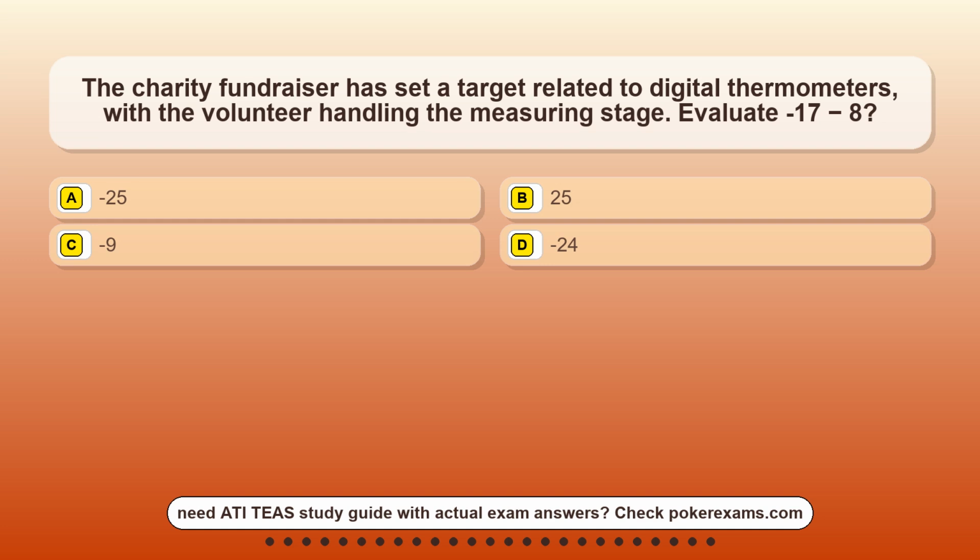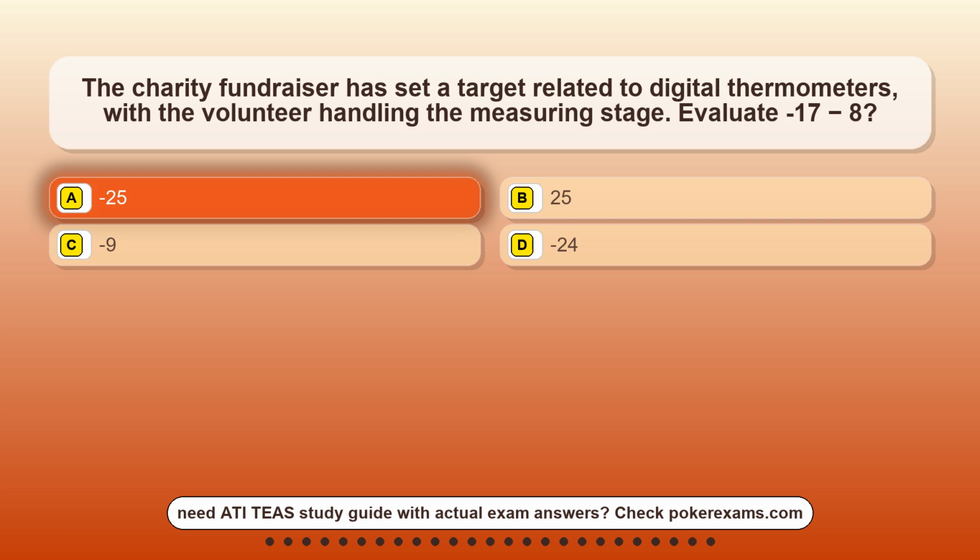Question 19. The charity fundraiser has set a target related to digital thermometers, with the volunteer handling the measuring stage. Evaluate -17 -8. Option A, -25. Option B, 25. Option C, -9. Option D, -24. The correct answer is option A, -25.